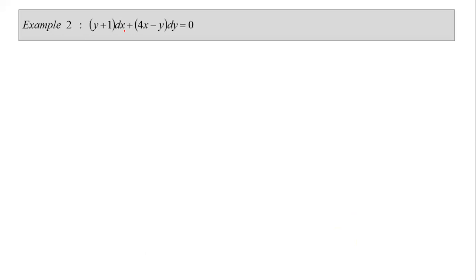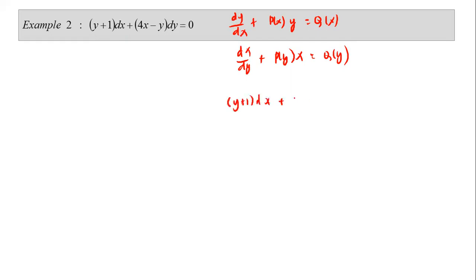Okay. Another one. Say we wish to find the general solution of the differential equation of the form y plus 1 dx plus 4x minus y dy equals 0. Again, to identify whether this is linear in x or linear in y, we just simply write it of the form dy dx plus p of x times y equals q of x, or dx dy plus p of y times x equals q of y. Okay. So if we want to have this dy dx, what I'm going to do, I'll just copy this first, y plus 1 dx plus 4x minus y dy equals 0.